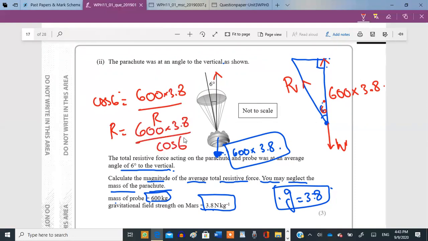Make sure your calculator is in the degree mode. And I hope you know how to switch between degree and radians as well. 2292.6. Yep, that's the answer. 2.3 raised to the power of 3, or 2.29 raised to the power of 3.